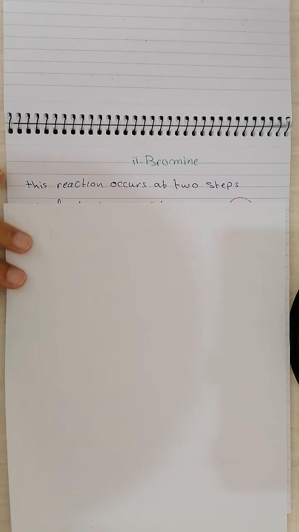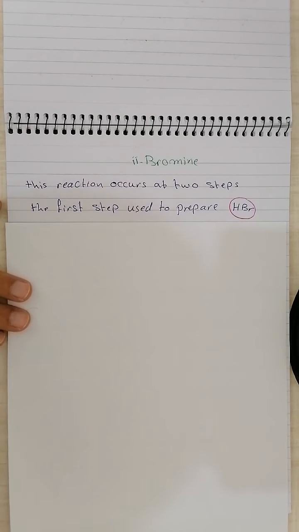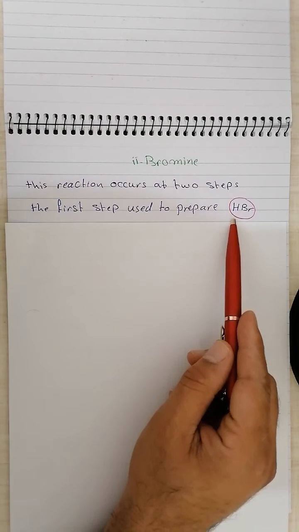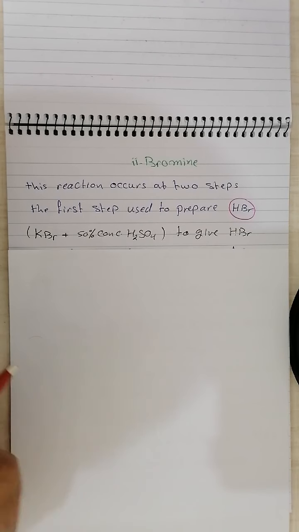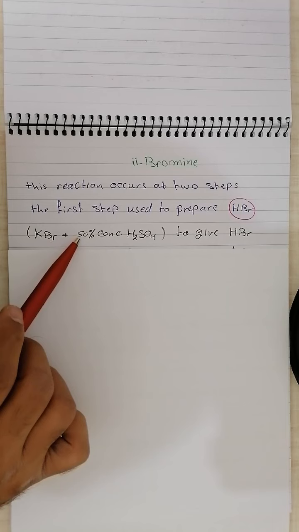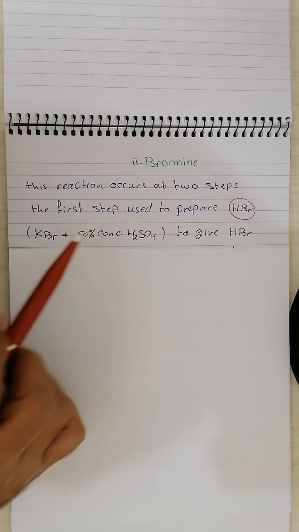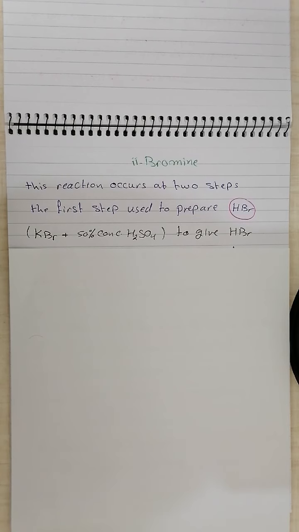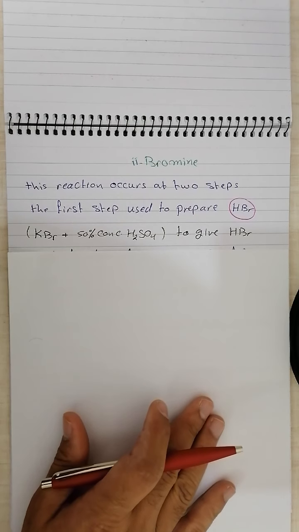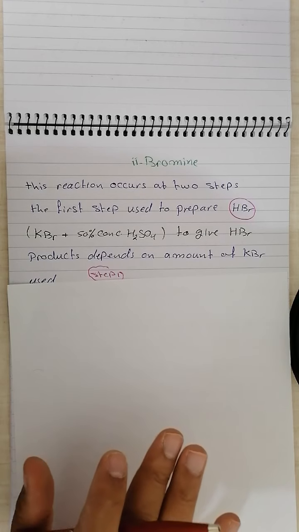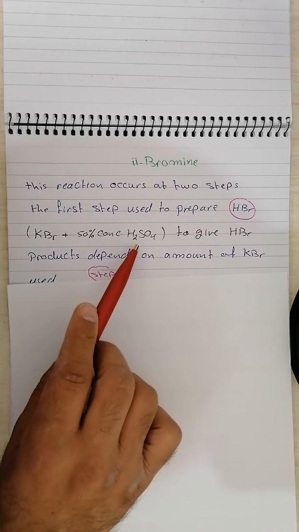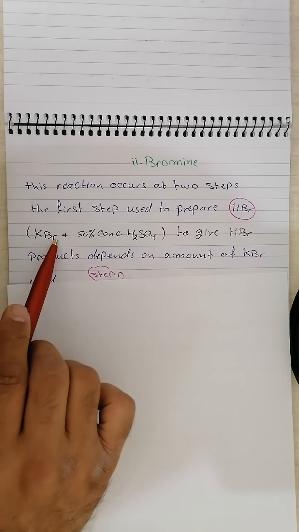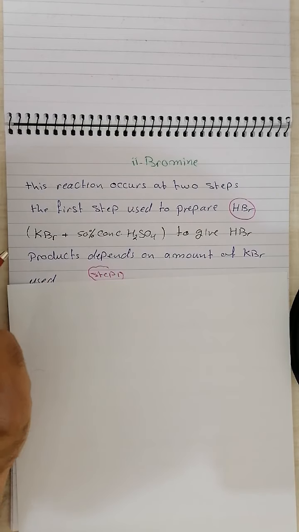Now, if we talk about the bromine reaction, what will happen with bromine? This reaction occurs in two steps. The first step is to prepare hydrogen bromide. How can we prepare hydrogen bromide? Mix potassium bromide with 50% concentration sulfuric acid to give hydrogen bromide. If the concentration of sulfuric acid is greater than 50%, the product will change. Sulfuric acid will act as a very strong oxidizing agent and will give me bromine. So it should be 50%.